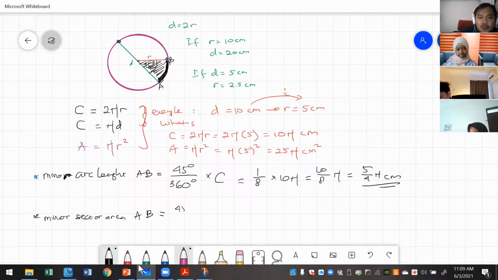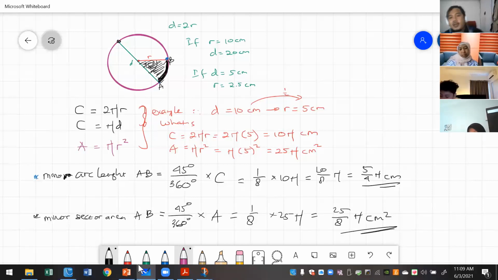So you do the same thing. You have the same exact numbers like this, but you multiply that with the area. So I have 1/8 times 25 pi. It's going to be 25 over 8 pi centimeters squared. It's just like that. Okay. Remember that if you don't have this in the options, you can just use the calculator and find the exact value in decimals. Maybe just use a calculator. Okay, so this is the review. So let's go back to the question again.